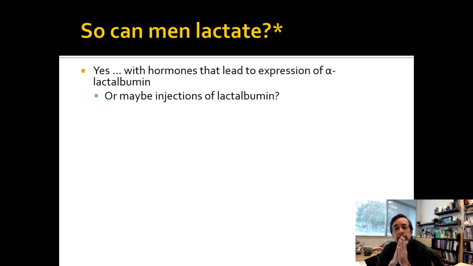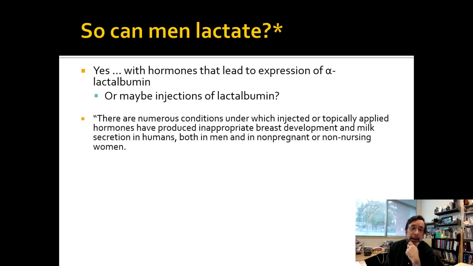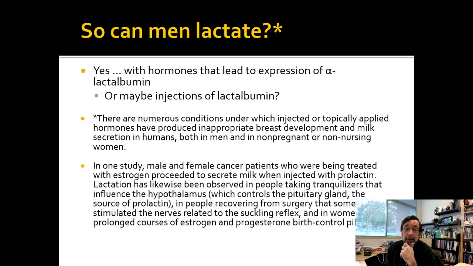And so basically the hormones, the same hormones that will cause expression of alpha-lactalbumin in XX organisms will result in the expression of alpha-lactalbumin in XY organisms. I wonder, as a scientist, then could you just cut to the chase and maybe inject lactalbumin, and would that work? There's probably some other things that the hormones cause. So this is probably a hormonal thing that can do so that biological men can lactate. So there are numerous conditions under which injected hormones have produced it, and sometimes it's an expected effect, and sometimes it's an unwanted effect. And so hormones do this. It's the way hormones work.